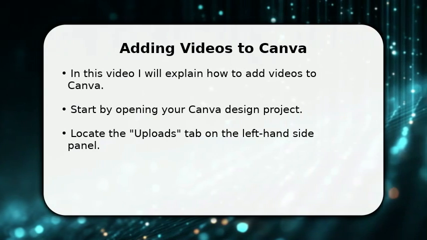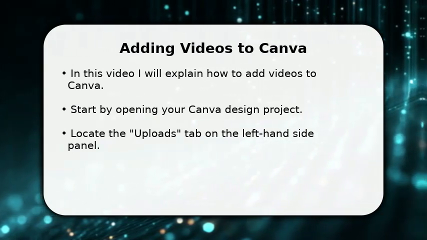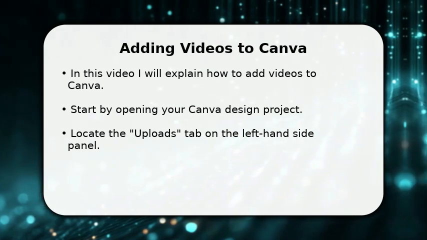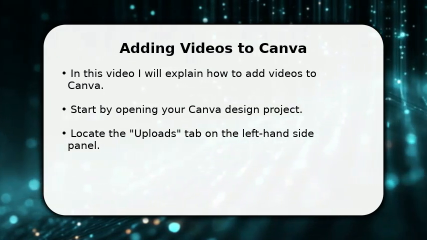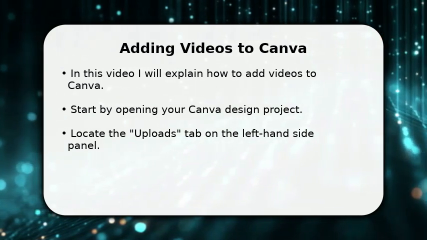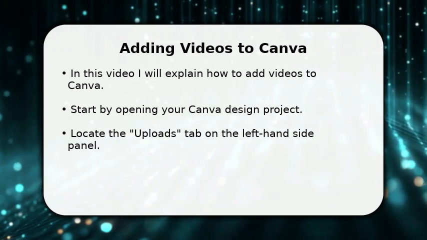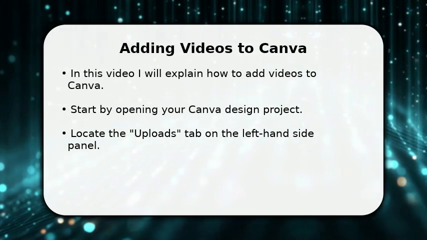In this video I will explain how to add videos to Canva, making your designs more dynamic and engaging. First, open your Canva design project. On the left-hand side, you will find the Uploads tab. Click on it, then select Upload Files to bring in videos directly from your computer or mobile device.